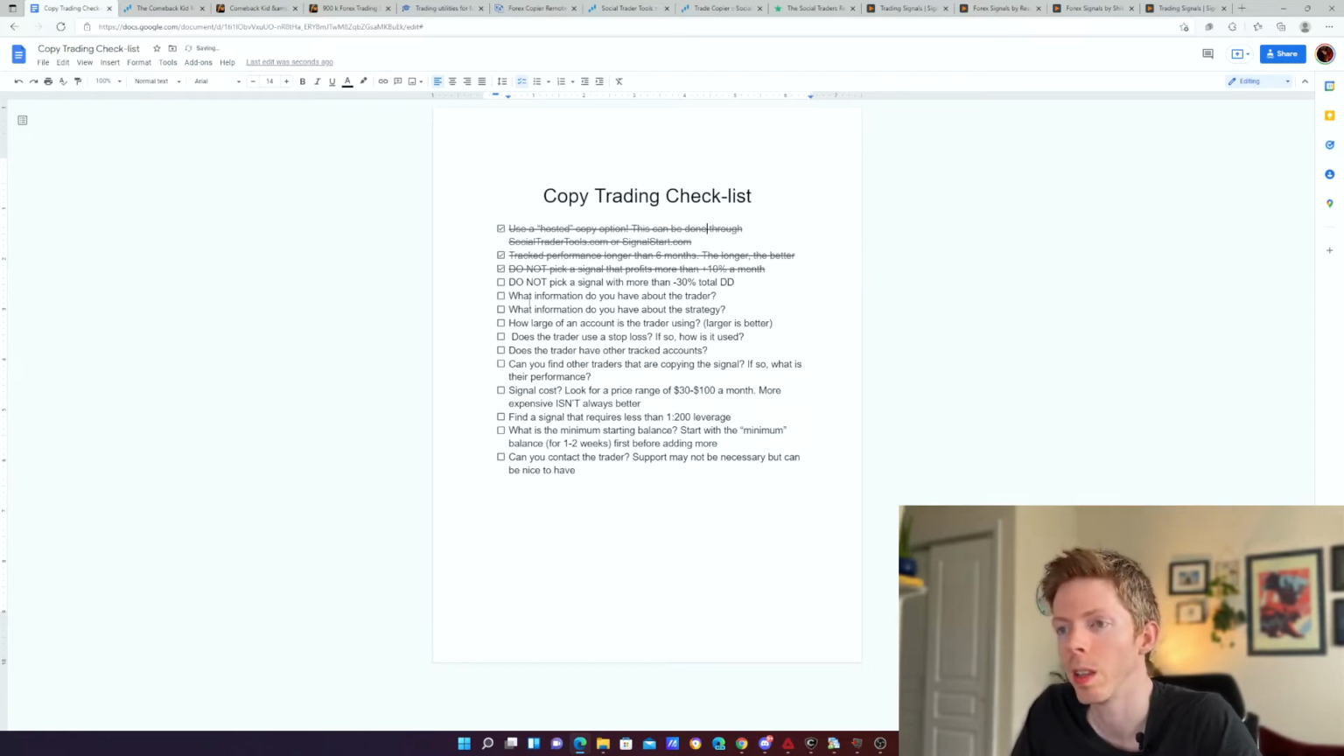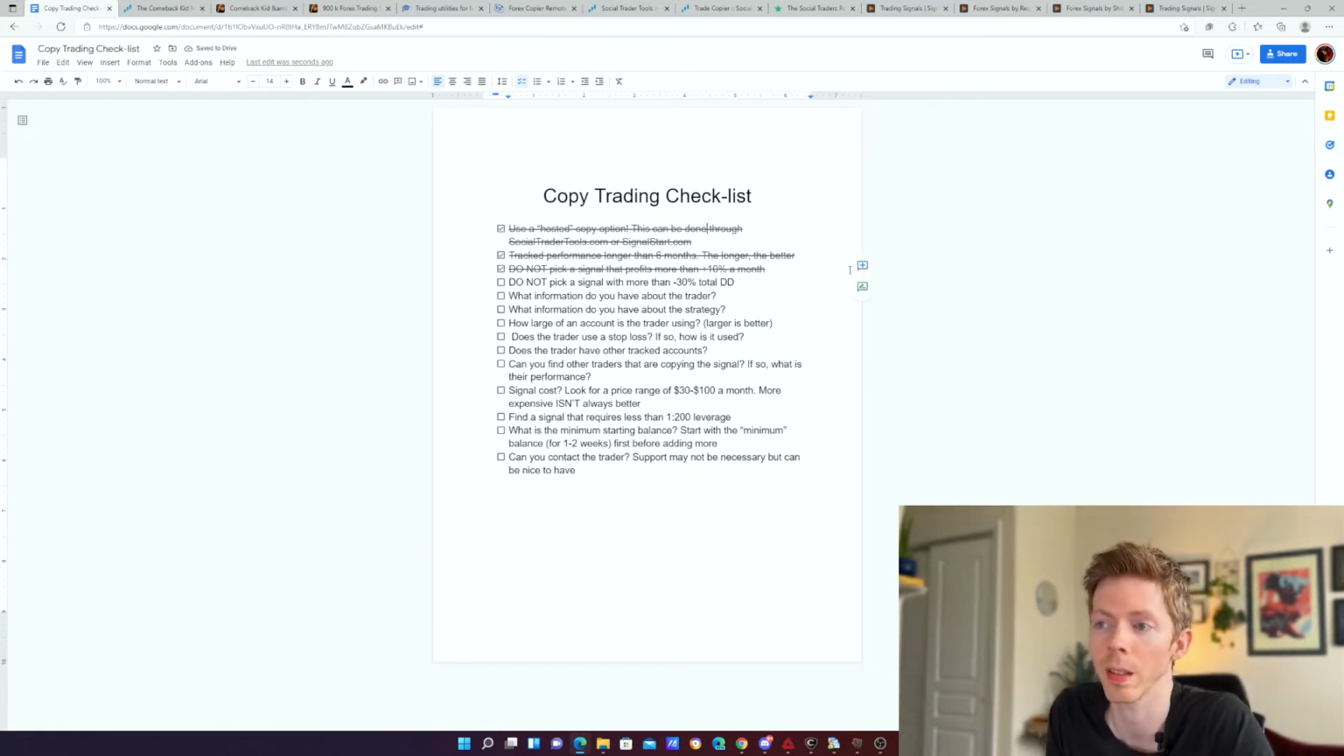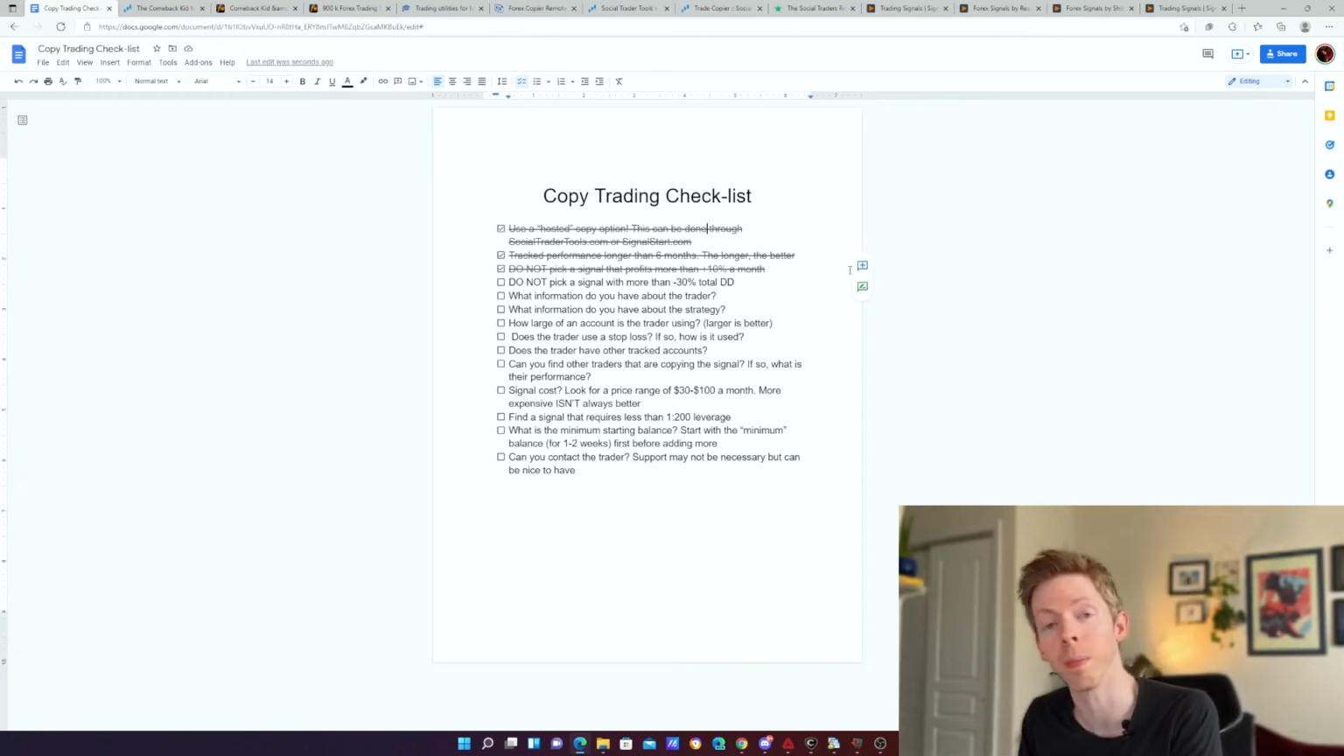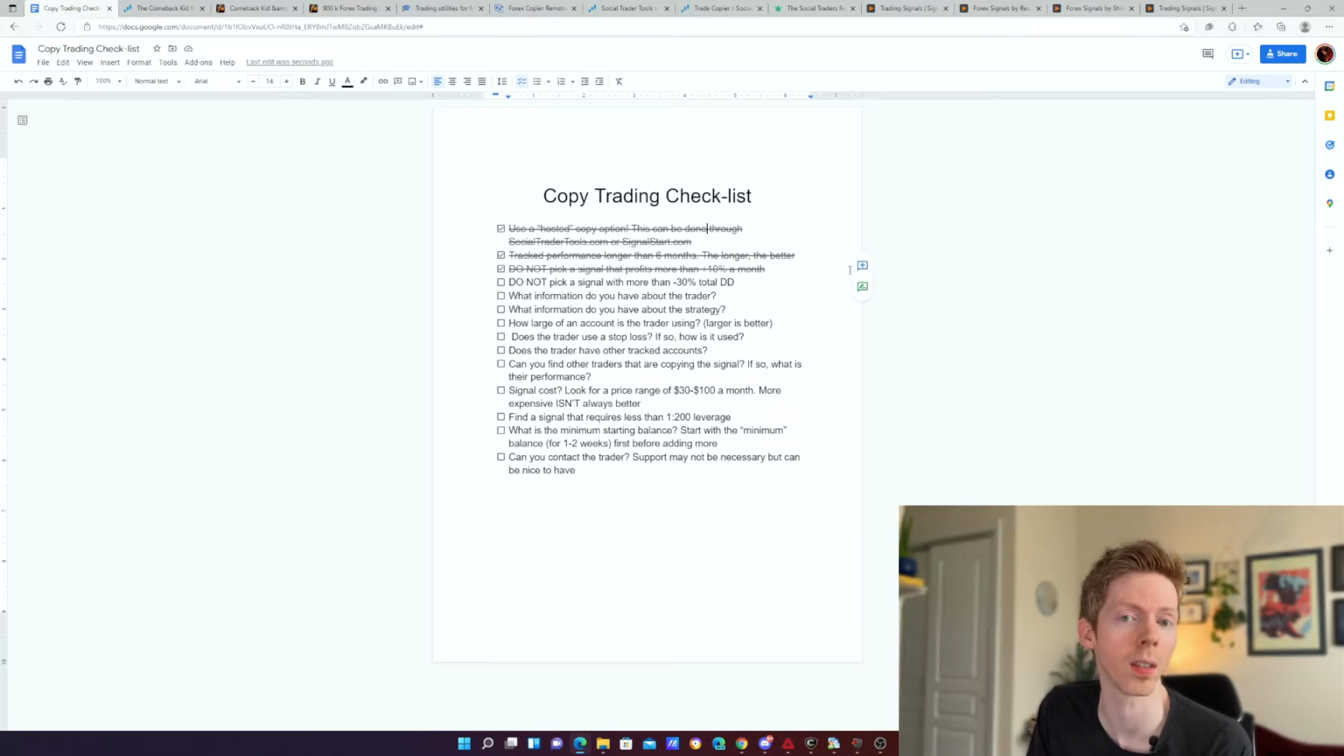Okay, so the next one, do not pick a signal that has more than 30% drawdown. 30% drawdown is a lot. In my book, it's considered higher risk trading when you have drawdown around the 30% mark. And if you can find drawdown in the 10, 15, 20% range, that's much better. Preferably in the 15% range if you want more consistent results without huge dips over the long term.